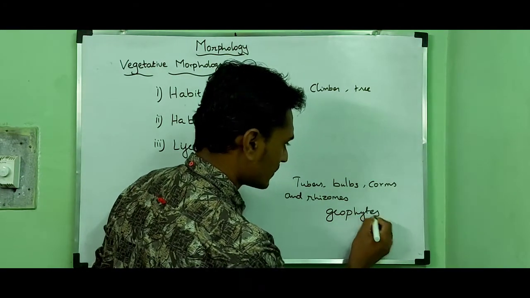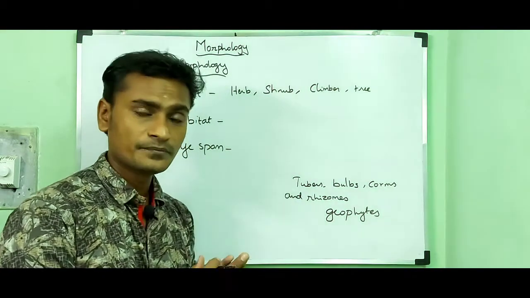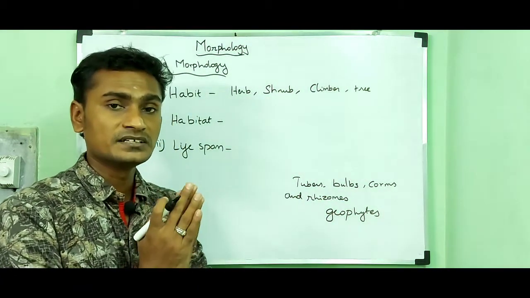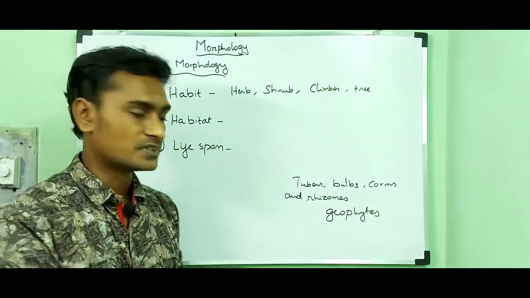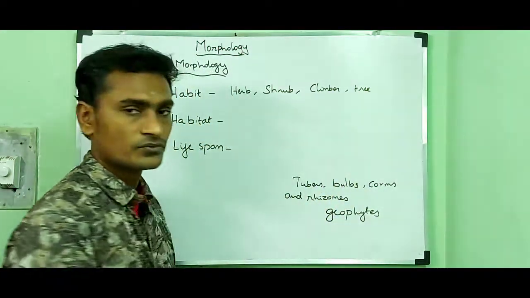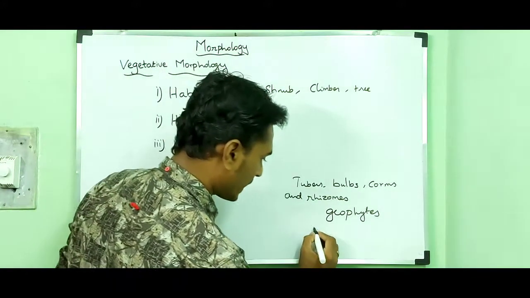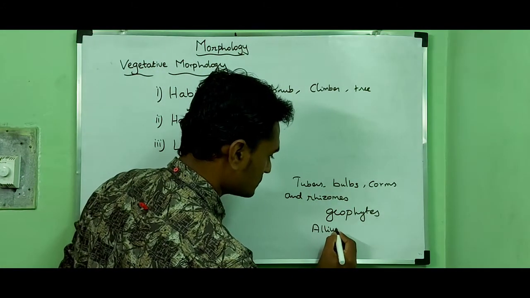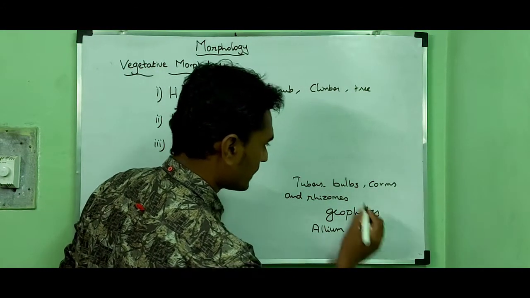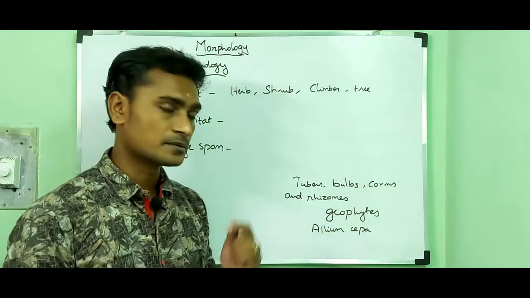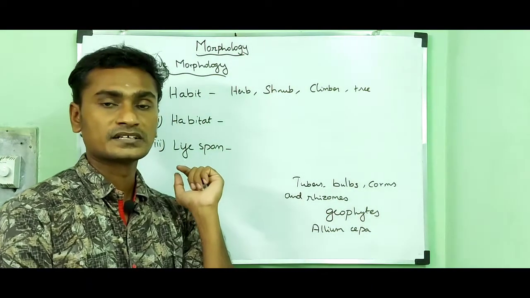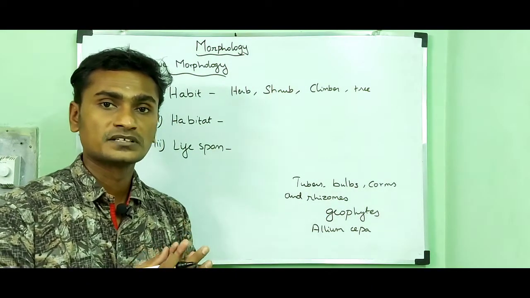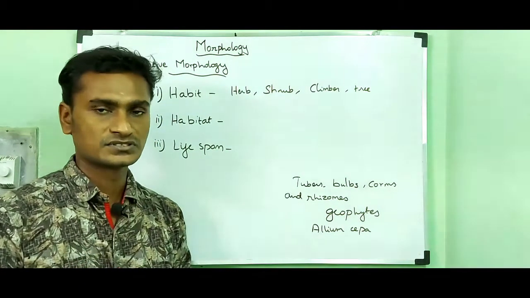Geophytes. Phytes na enna artham? Plant artham. Geo na the food material stored in the underground stem. That is why they are called as geophytes. சரிங்களா? Example, allium cepa. Allium cepa is an example of bulb. So onion is example of bulb. It can store the reserve food material in the underground stem.